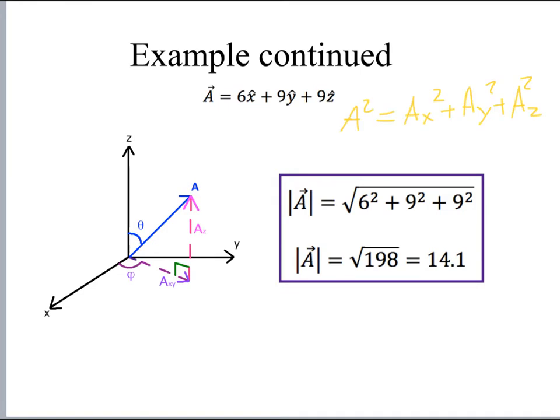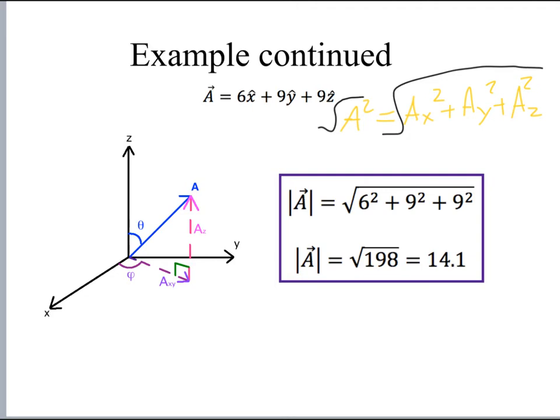So we saw previously that A squared is equal to A sub x squared plus A sub y squared plus A sub z squared. So in order to get the magnitude of A, we're simply going to want to take the square root of both sides. And the square root of A squared is just the length of A. And so that's what we're looking for.